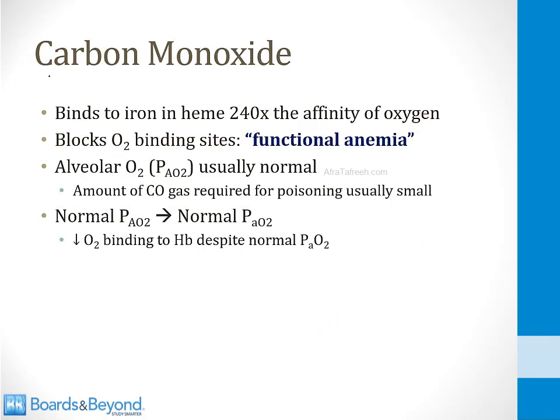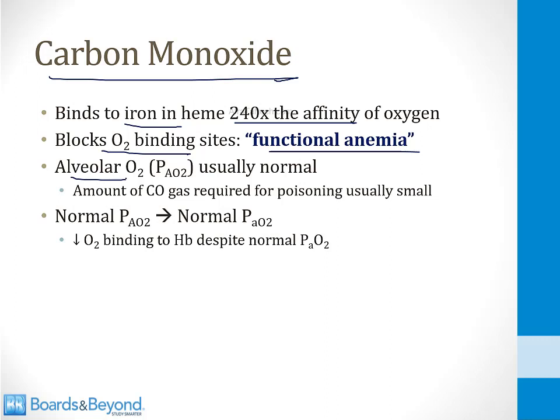And then finally, carbon monoxide is another classic cause of hypoxia without hypoxemia. Carbon monoxide is a gas, and patients that inhale this gas can become very sick from tissue hypoxia. The problem with carbon monoxide is it binds to the iron in heme with 240 times the affinity of oxygen. Because it binds so avidly, it blocks the oxygen binding sites and creates what's known as a functional anemia. Basically, even though there's enough hemoglobin present, so much of the hemoglobin binding sites for oxygen are blocked that the patient behaves as if they are anemic.